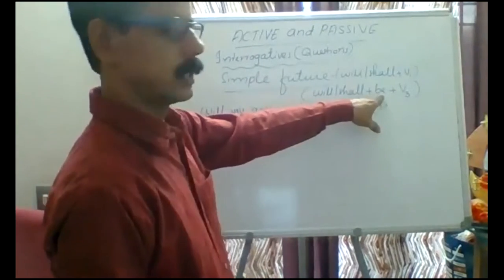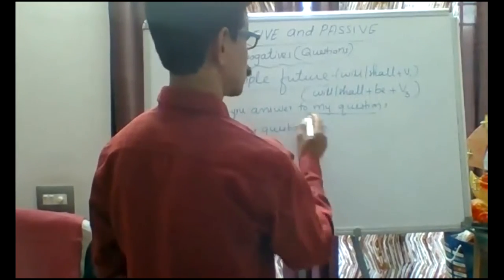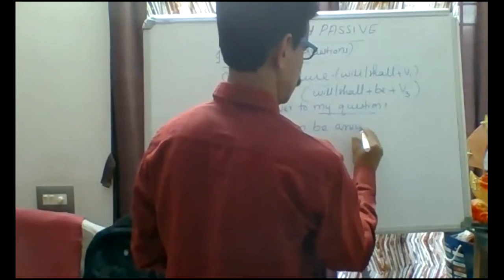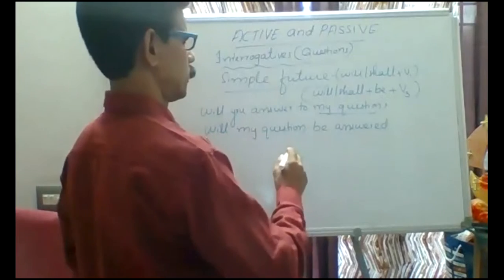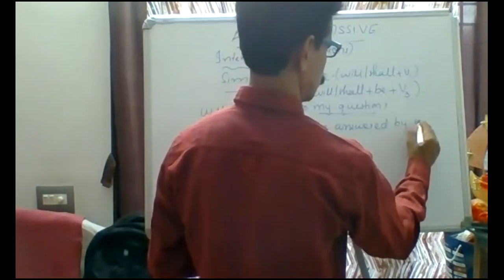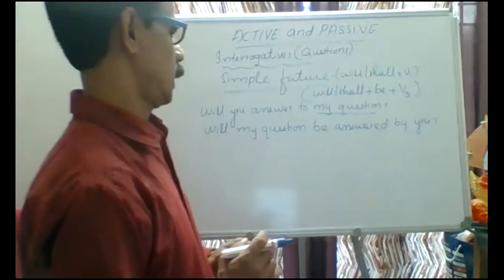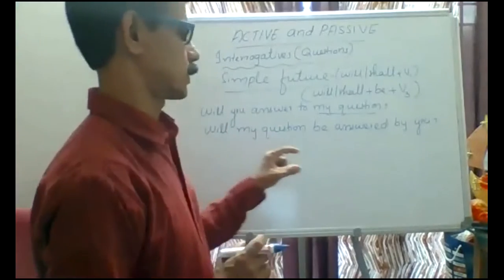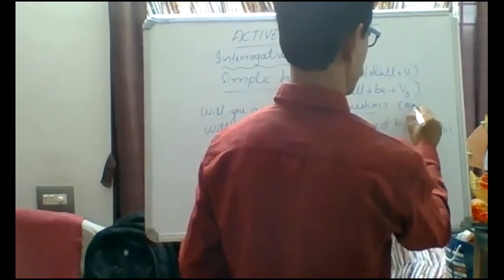Next one is B. So this B: will my question be answered by you? Will my question be answered by you is the question of passive voice. This is PV, and the first one is AV, that is active voice.